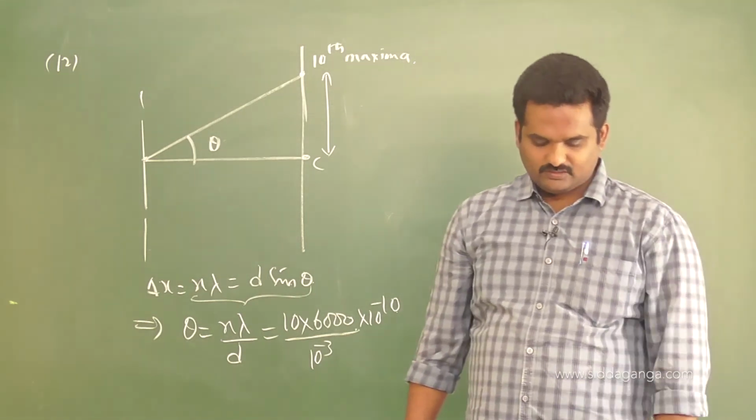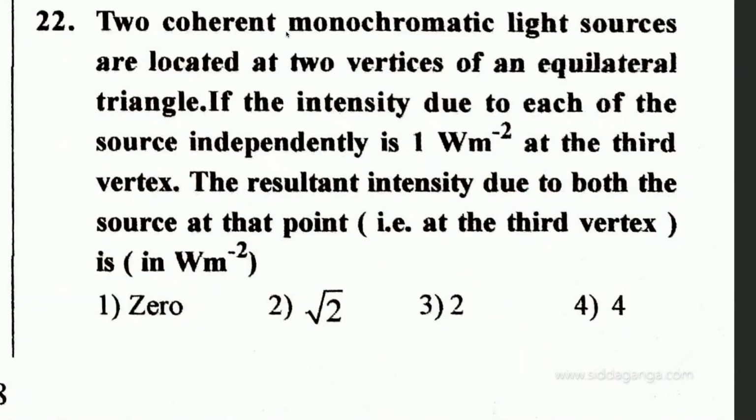See, in between, you can solve the same model problems, say new models we will see. Two coherent monochromatic light sources are located at two vertices of an equilateral triangle. If the intensity due to each of the sources independently is 1 watt per meter square, then at the third vertex, what is the resultant intensity due to both the sources at that point? It is simple, right?